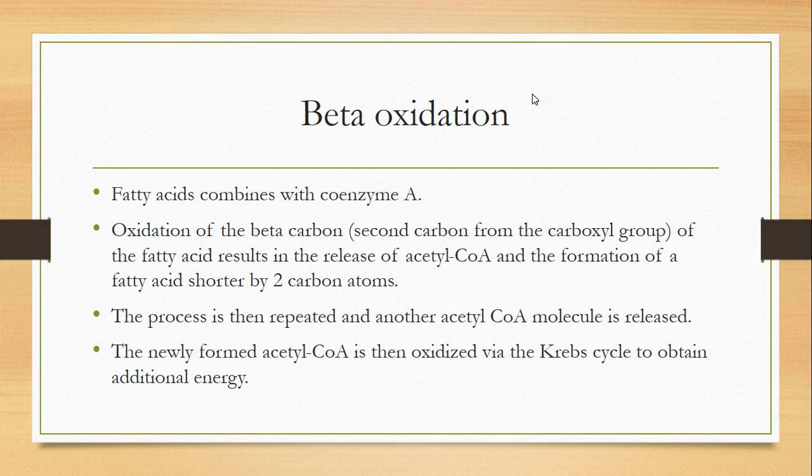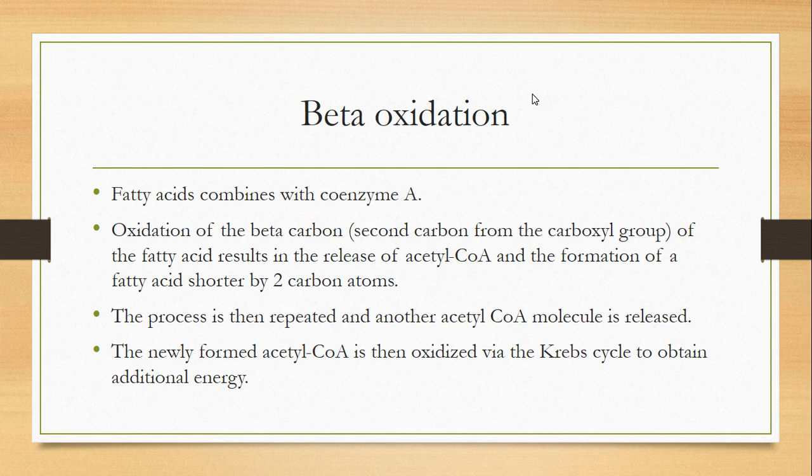What actually happens in beta oxidation is that 2 carbons are split from the fatty acid chain and combined with the coenzyme A, resulting in the formation of acetyl-CoA. It means acetyl-CoA comprises a 2 carbon atom molecule, and the resulting fatty acid is shorter by the 2 carbon atoms that are attached in the acetyl-CoA. The process is then repeated and another acetyl-CoA molecule is released. The newly formed acetyl-CoA is then oxidized by the Krebs cycle to obtain additional energy.